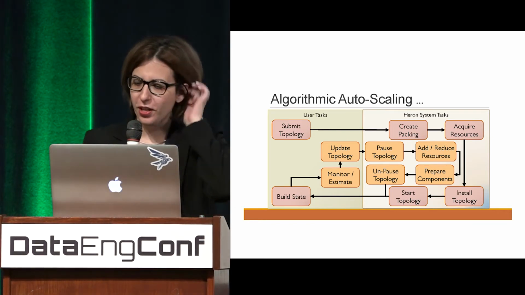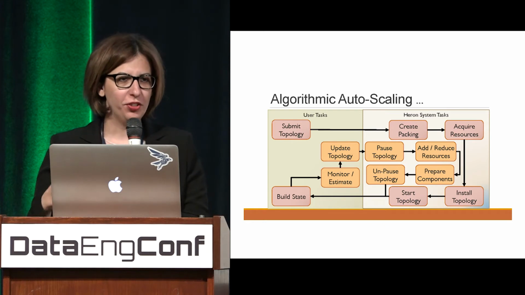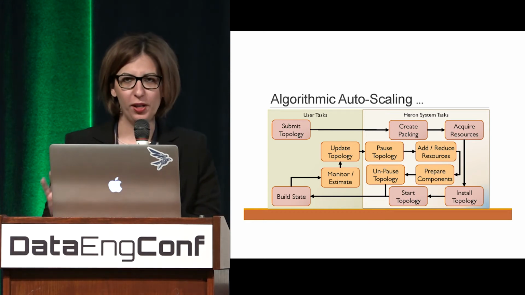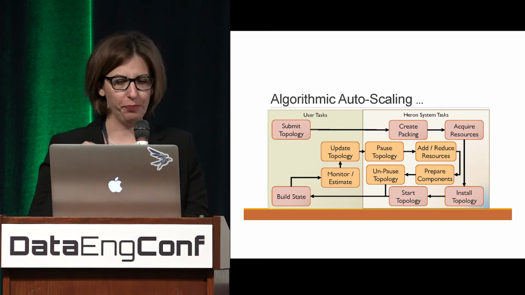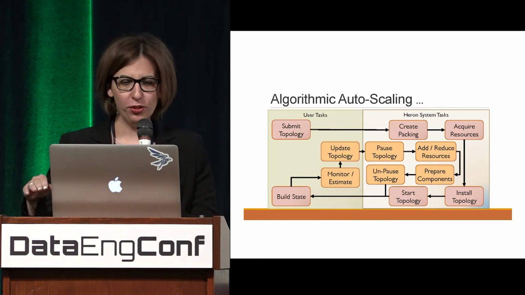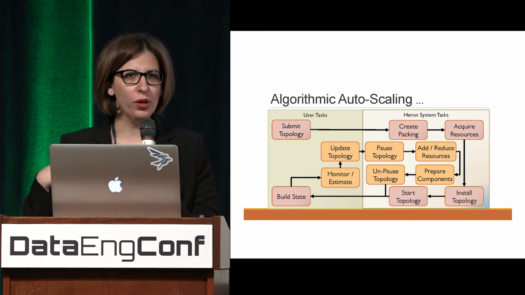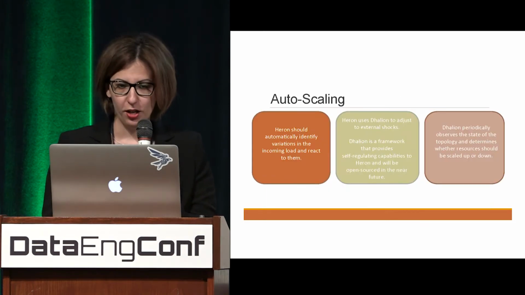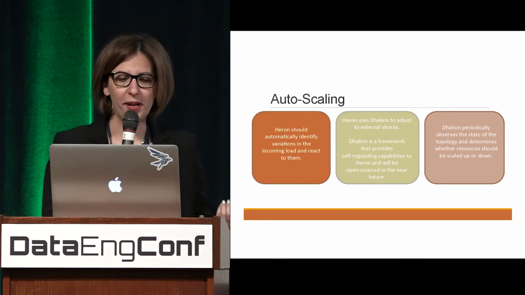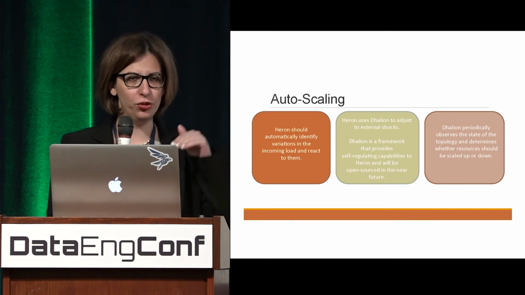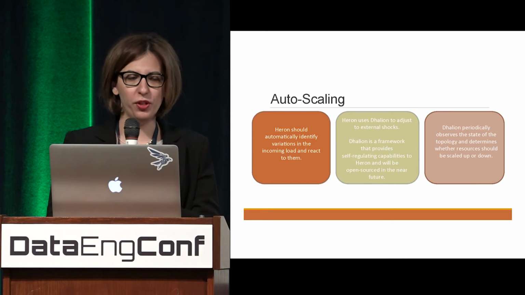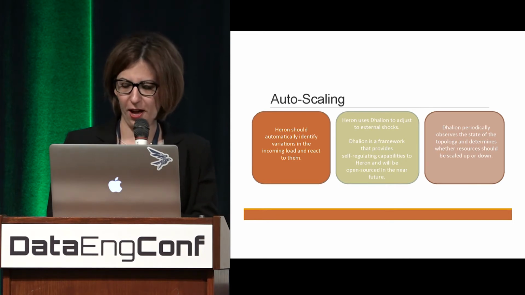Yeah, so hi, everyone. So Ashvin basically described how we can do manual updates in the topology, how we can change the parallelism in a topology manually. So in the next part of the talk, I will describe how we can have the system do this automatically. The idea is, again, that Heron should automatically identify variations in the incoming load and react to them, essentially retune the topology on the fly so that the user doesn't have to intervene and change the parallelism.